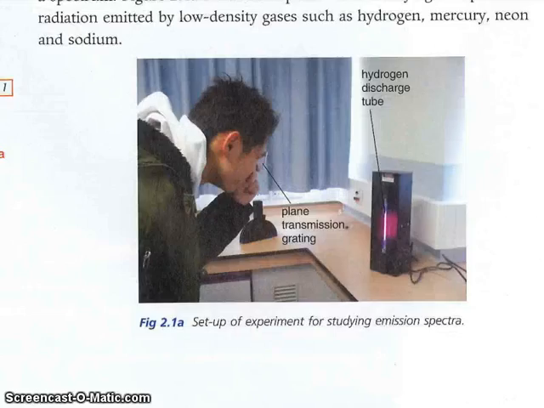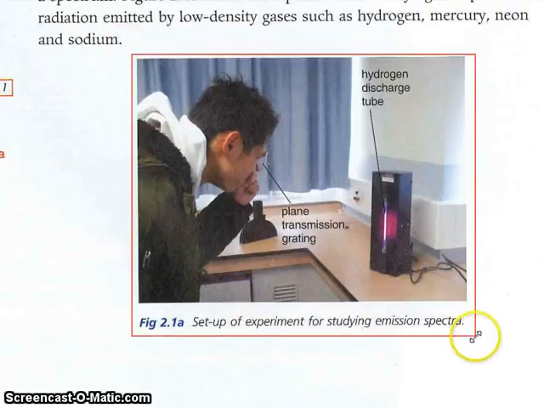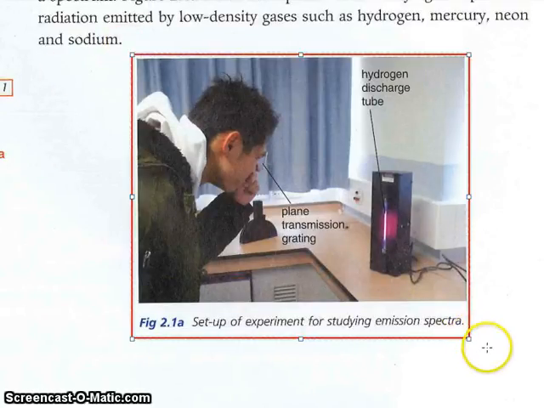Now look at this picture and see what he is doing. He is now looking at a hydrogen discharge tube. A discharge tube is just like a fluorescent tube, but inside there is hydrogen gas. There is no mercury, no fluorescent powder. There's just a glass tube with two electrodes and hydrogen gas inside. So using electricity, the hydrogen gas is excited and produces light.